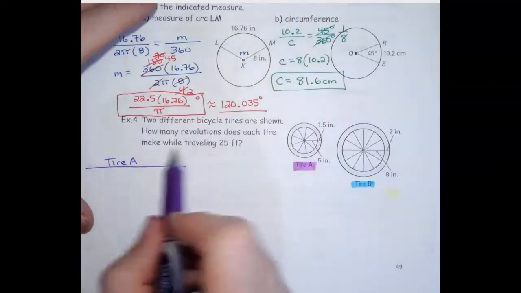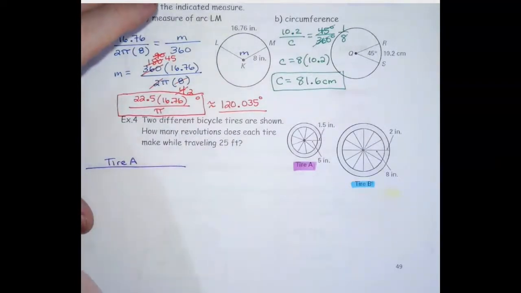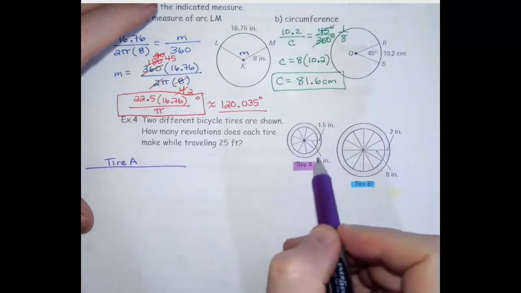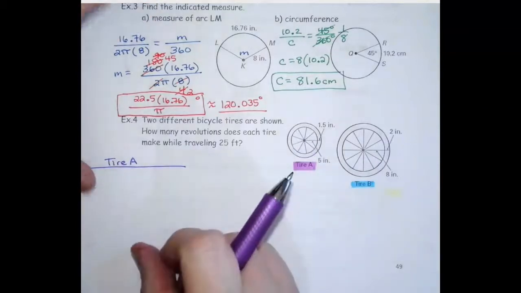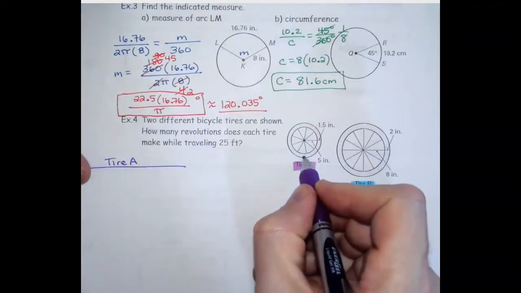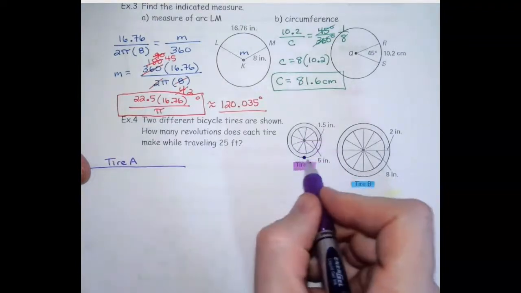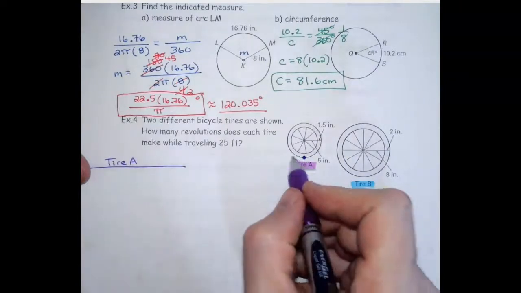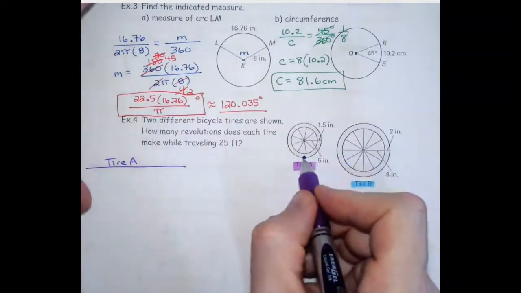How many revolutions does each tire make while traveling 25 feet? Well, the first thing we should do is probably figure out how far this tire goes when it goes around once. Well, if you think about that, if we put a dot on here and then we rolled it around until it got back to that dot, that would be how far it traveled, and it would match the length around the circle.